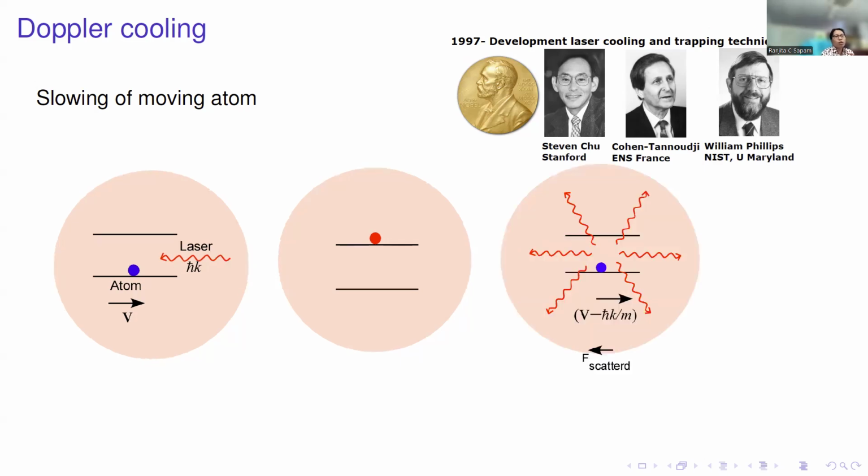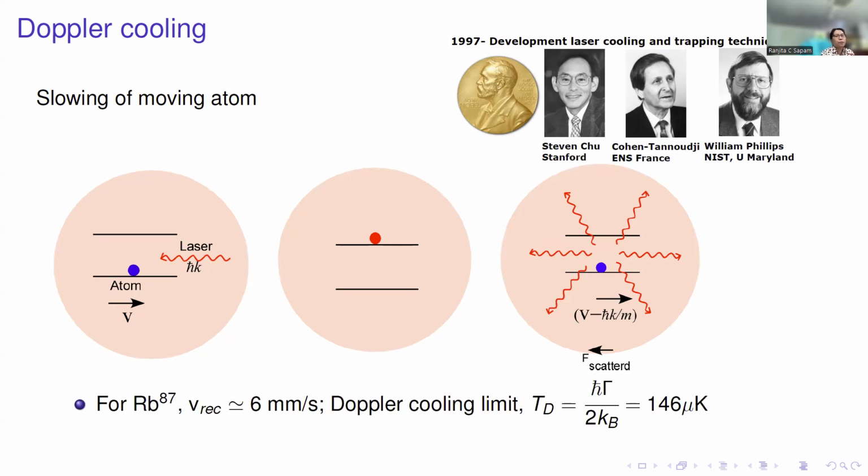When I come down to the ground state, it will scatter a photon. It's probabilistic. It can scatter in all possible directions. If we do a change in the momentum calculation from the beginning to the end, we will see that the velocity is reduced by h bar k by m.